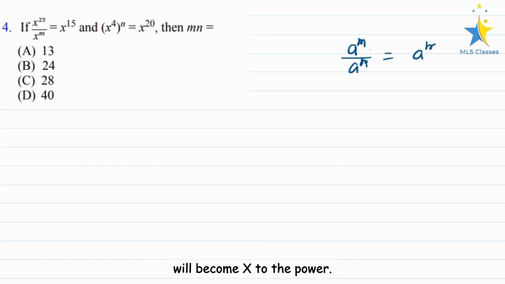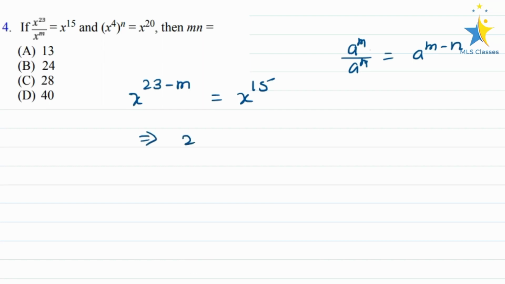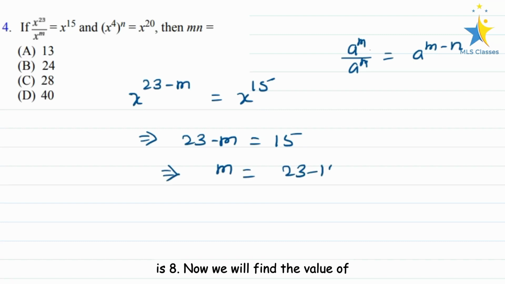So here it will become x to the power 23 minus m is equal to x to the power 15. Now since both are equal and base is already equal, that both are x, so powers should also be equal. So we can say 23 minus m is equal to 15. So from here we will be getting m is equal to 23 minus 15, that is 8. Now we will find the value of n.